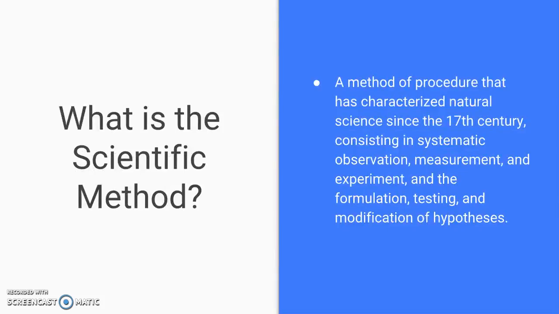So what is the scientific method? It is a method of procedure that has characterized natural science since the 17th century, consisting in systematic observation, measurement, and experiment, and the formulation, testing, and modification of hypotheses.